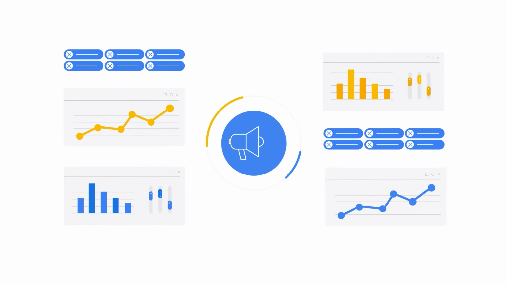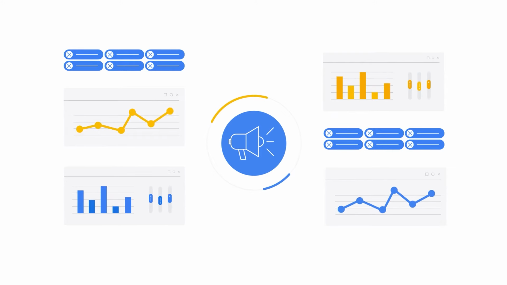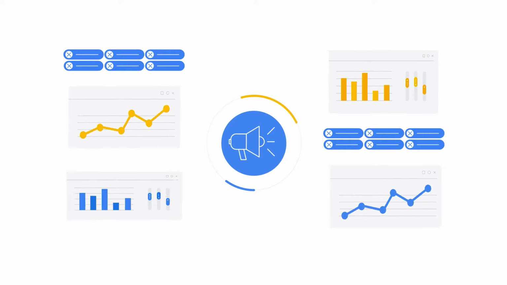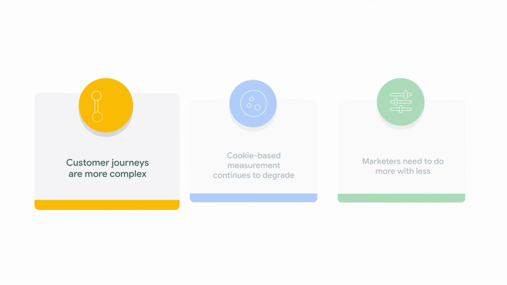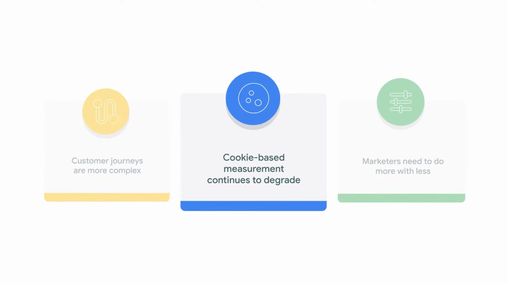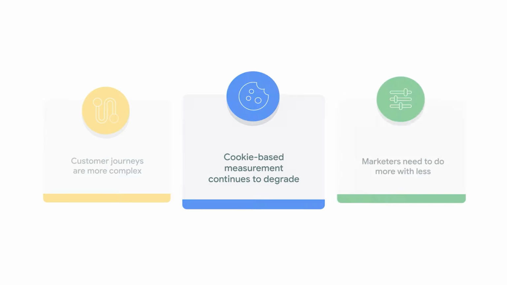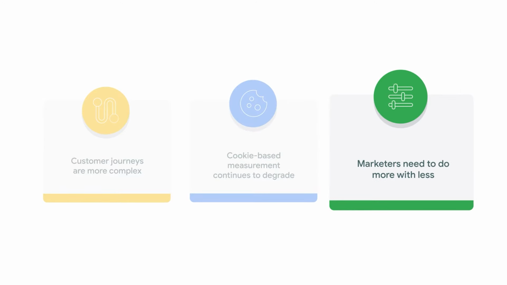In today's advertising landscape, it is harder than ever to measure the full impact of advertising initiatives, given the rise of all these trends. Customer journeys are more complex, as people interact with ads across different environments which don't always speak to one another. Cookie-based measurement continues to degrade, leaving advertisers with less visibility into the full customer journeys, and marketers needing to do more with less. They have less visibility into how their ad spend is performing, all the while having increased scrutiny for profitability.